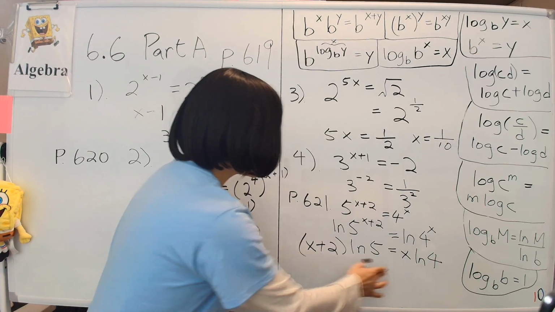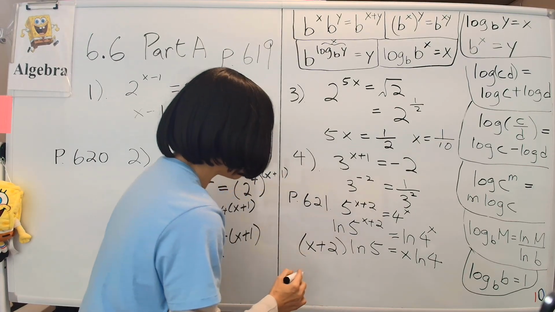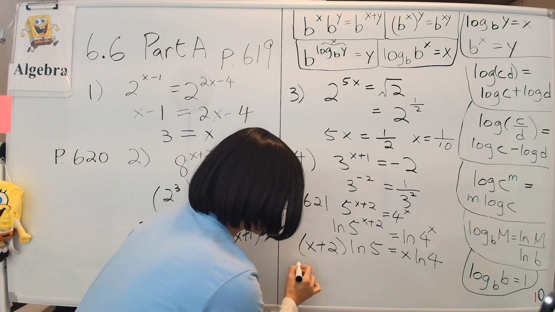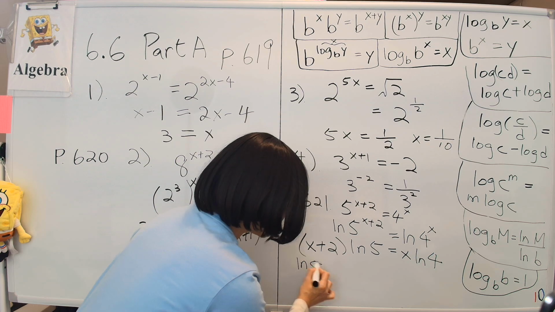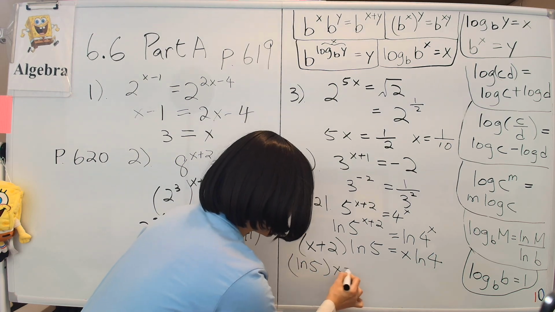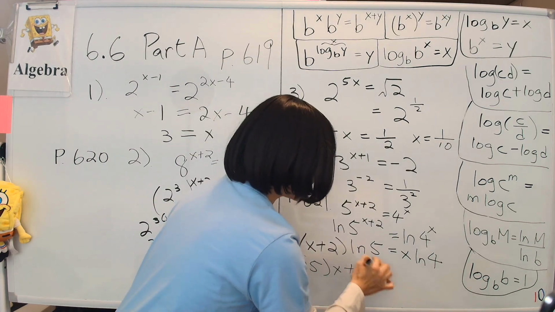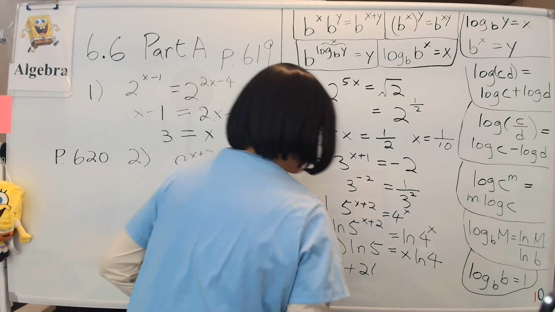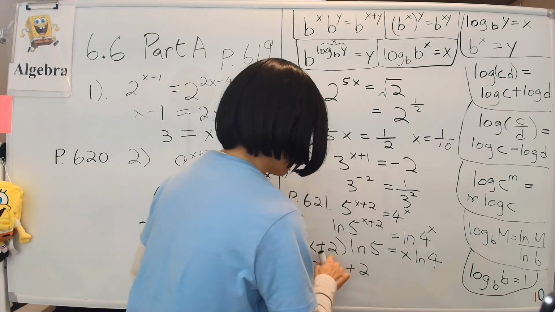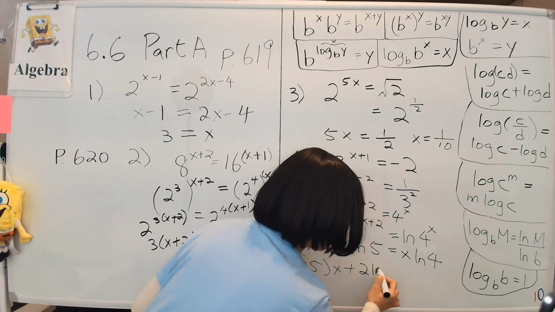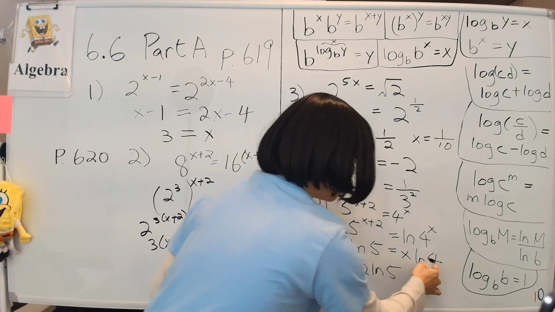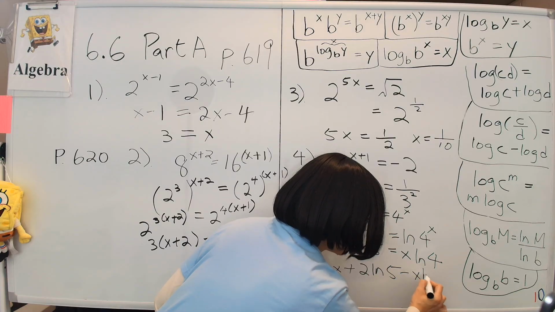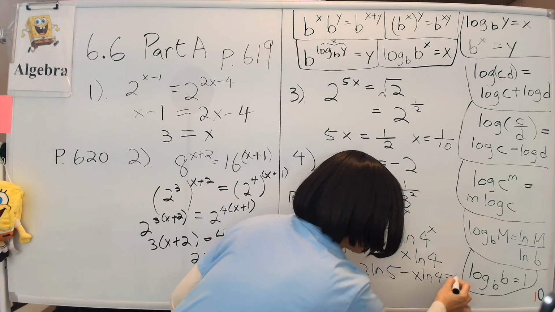We'll move this thing over here and multiply stuff out. First let's multiply it out, I guess. So then we have x times natural log of 5, okay, that's the number, and times x, plus 2 times natural log of 5, so 2 ln of 5, and then I'll move this thing to this side of the equation. It becomes minus x ln of 4, and that will be equal to 0.